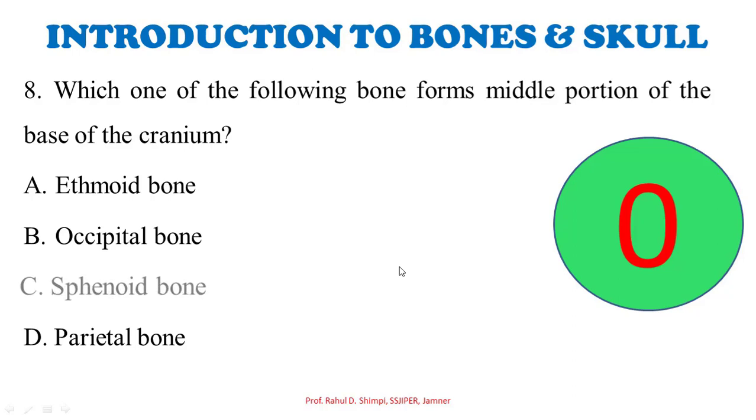Friends, whenever we study the base of the skull, it can be divided into three parts: the posterior base, middle base, and the anterior base. The back of the cranium, the posterior base, is formed by the occipital bone. The middle portion of the base of the skull is formed by the sphenoid bone, while the anterior base of the cranium is formed by the ethmoid bone.